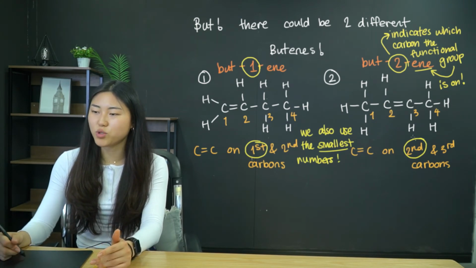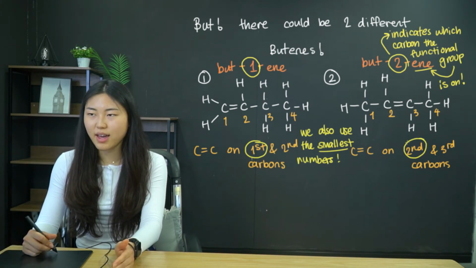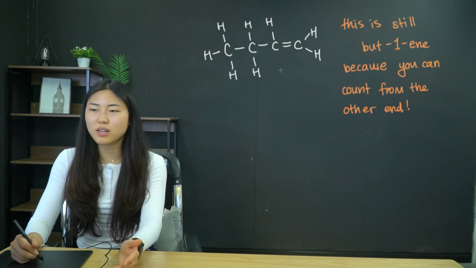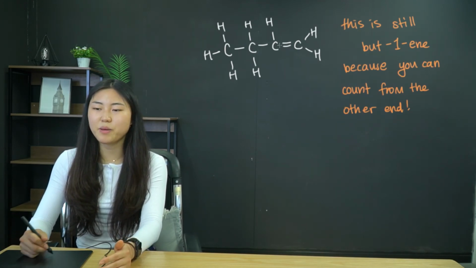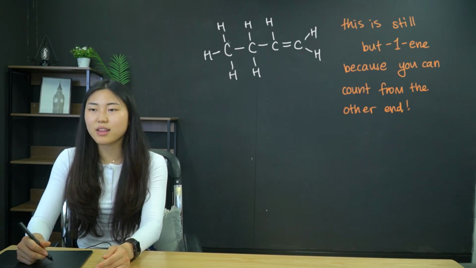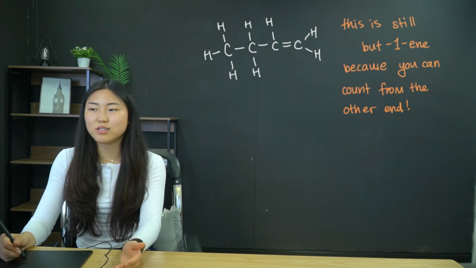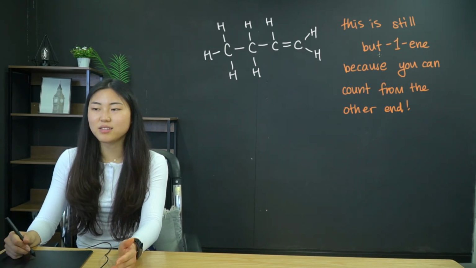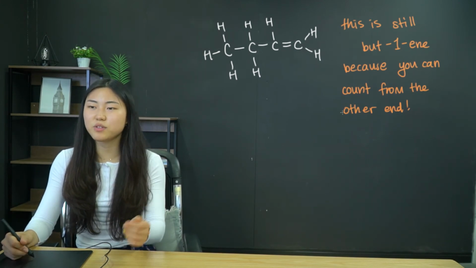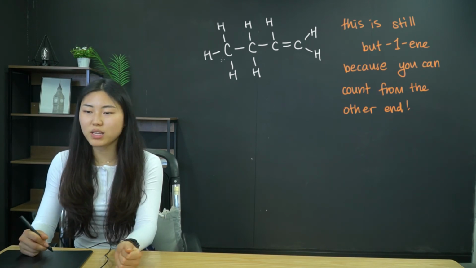So we would use 2 in the name, okay, instead of 3. Right, and so a common mistake is when the double bond goes to the end, people might count this as the first carbon on the very left and then say that this is but-3-ene, but this is just but-1-ene because you can count from the other end, okay? So count from right to left, so that's first, second, third, fourth, then it's just but-1-ene.